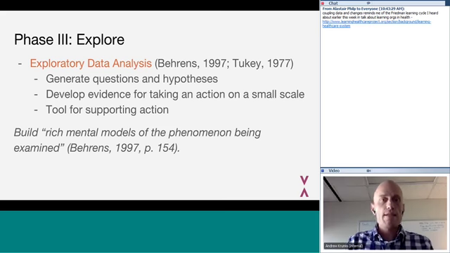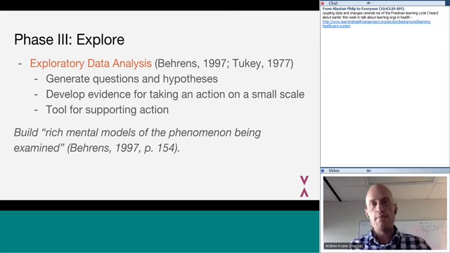So in phase 3, when we're thinking about exploring data and doing it jointly, there's some really wonderful research from John Behrens, Tukey, and others who've tried to bring some rigor to exploratory data analysis, where we're trying to build rich mental models of a phenomenon being examined. And in an improvement case, that is ultimately the system we're trying to improve. So can we think broadly about this school? Can we think broadly about this university? But then also the very specific kinds of changes that we might want to make. It's about generating questions and hypotheses, and developing evidence to take action.